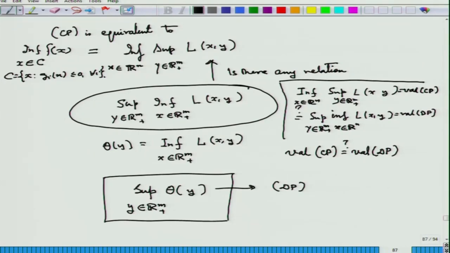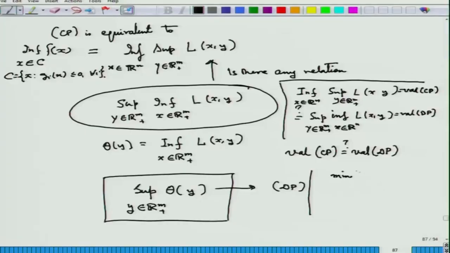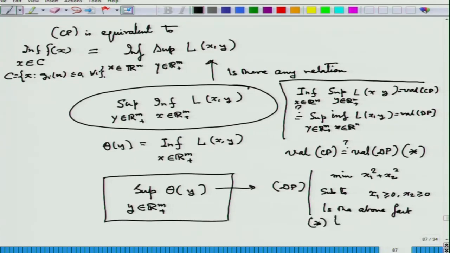But there are a few examples that you can try out at home. Take a simple convex problem. I give you a convex problem. So, is the above fact, which I can write as a star now, true? Just check it out. You will find it actually is, for most convex nice problems.